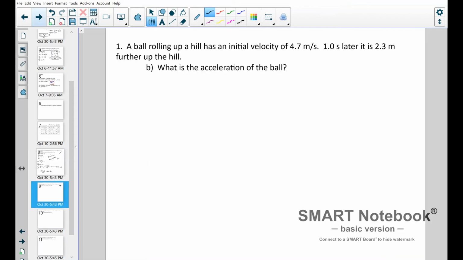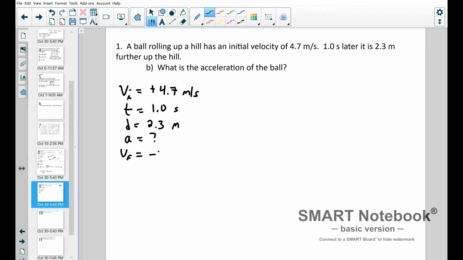Part B says, what is the acceleration of the ball? So I'm going to write out my quantities that I know. I'm going to keep the same direction convention so that I'm being consistent in how I interpret my information. This is actually a case where I know all 4 of the other quantities. I have my answer from part A, which I can also use.